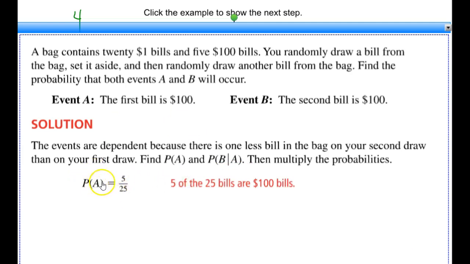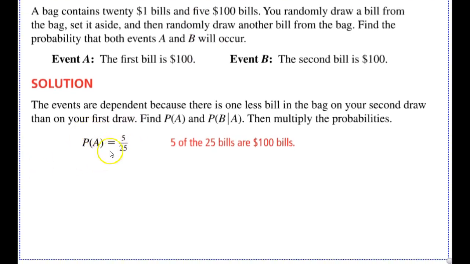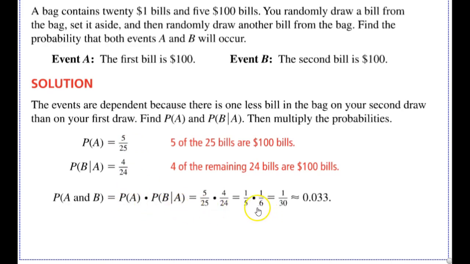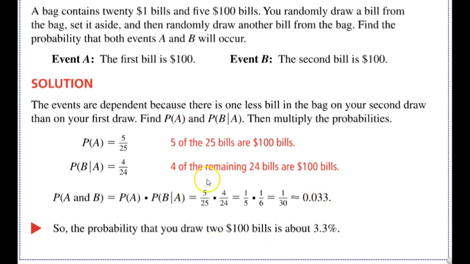So I know the probability of picking a $100 bill out is 5 out of 25, because there's 25 total bills and 5 of them are $100s. So that's my probability of A happening. Now let's look at the probability of B happening given that A has already happened. 4 of the remaining bills are $100, but there's only 24 remaining. So this is what I'm going to be looking at for that second probability. Now that I've come up with my two probabilities, I multiply them together, and I end up with 1 over 30, or approximately 0.033. So the chances of me drawing two $100 bills is only about 3.3%.